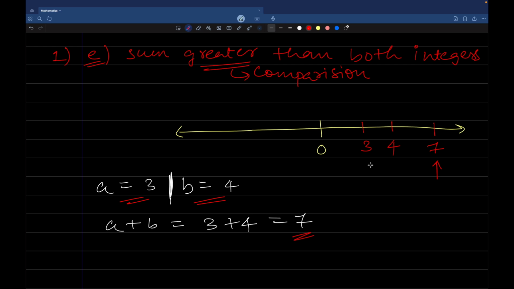The sum is 7, which is greater than both the integers. When we go on the right side of the number line, we get larger numbers.